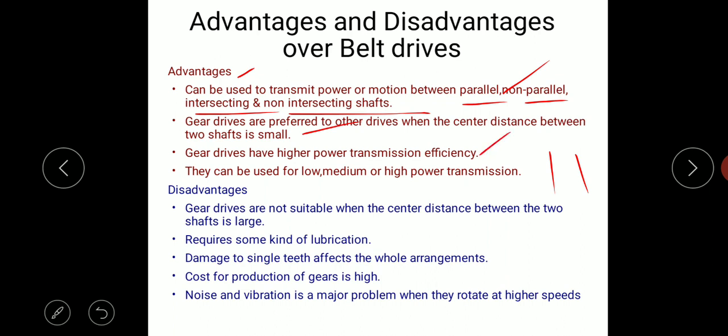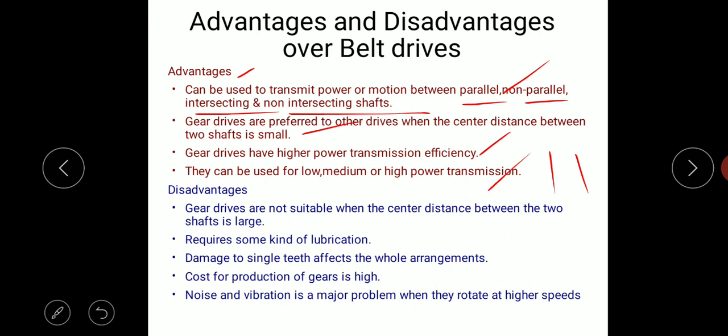The third advantage is gear drives have higher power transmission efficiency. Here, due to the absence of slip, the gear drives have higher power transmission efficiency, whereas belt drives or chain drives have low power transmission efficiency. The reason is in belt drives and chain drives there is a presence of slip, which is going to reduce the efficiency of power transmission.